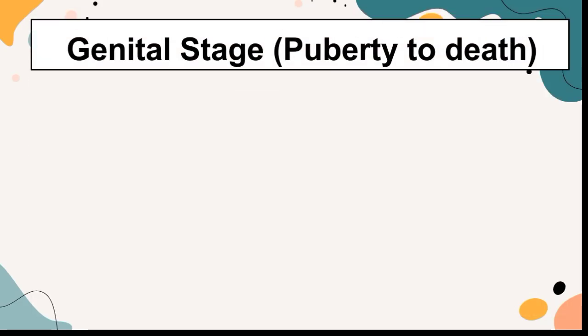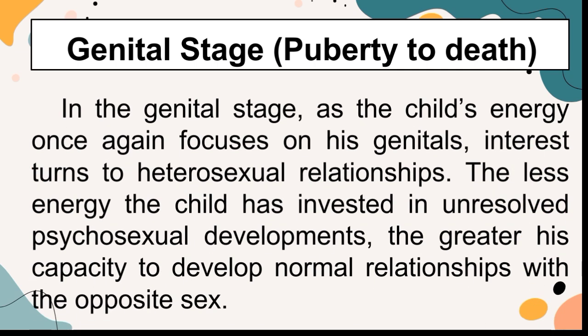So the last one is the genital stage, puberty to death. In the genital stage, as the child's energy once again focuses on his genitals, interest turns to heterosexual relationships. The less energy the child has invested in unresolved psychosexual developments, the greater his capacity to develop normal relationships with the opposite sex. So kung normal ra siya sa mga miagi nga stage, dako ang probability nga ang bata is normal ra ang iyang relationship with the opposite sex, which is boy to girl relationships.